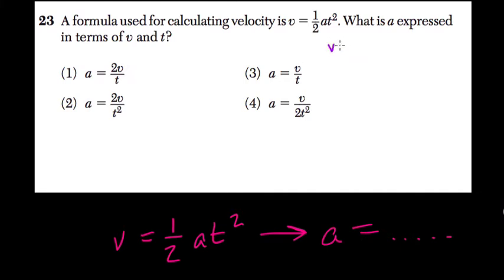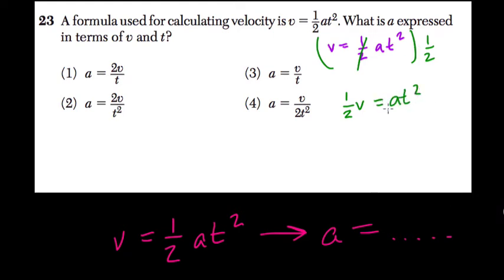Well, let me rewrite it up here. v equals 1/2 at squared. So now I'm solving for a, even though I won't get a numerical value. So the first thing I'll do is multiply both sides by 2, because I want that 1/2 on the other side. So multiply everything by 2. So 2 on this side, the 1/2 will cancel out. 2 times this side, and I get 2v equals at squared, right?